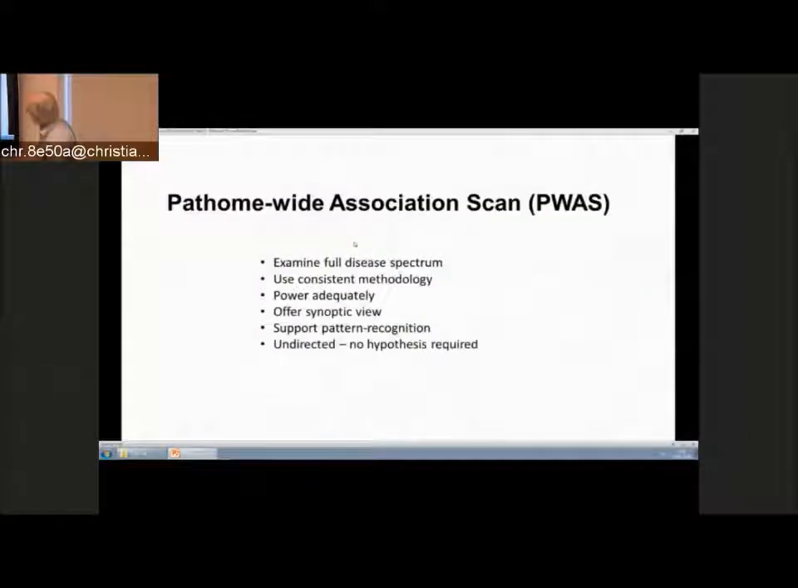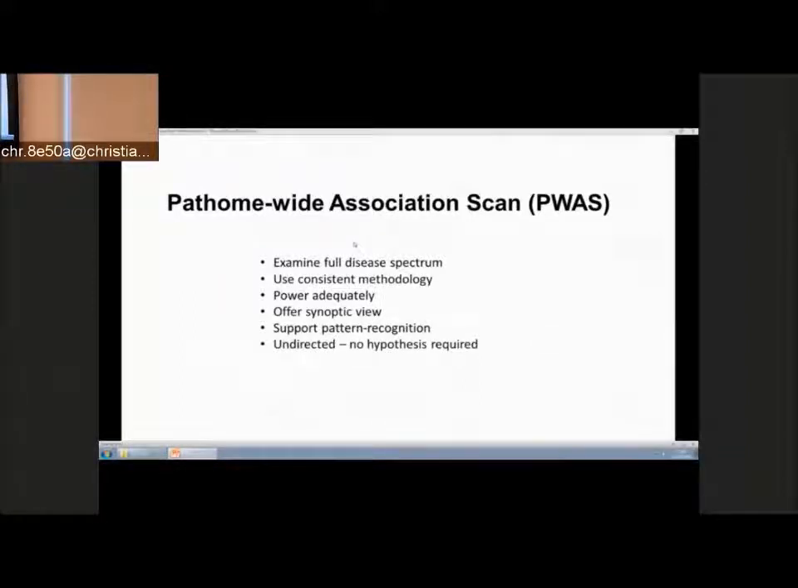So what is to be done? The Pathome-wide analysis scan. Heard of the genome-wide analysis scan? The PWAS, well, this is the same kind of idea. Used to be in genetic studies, we looked at a gene. Now we look at the genome end to end.